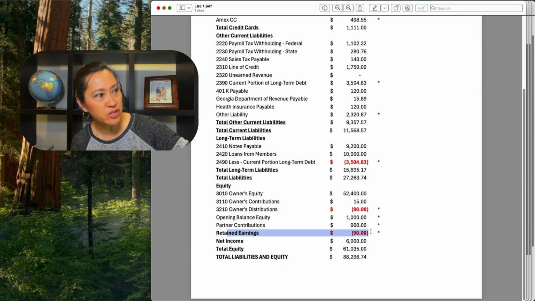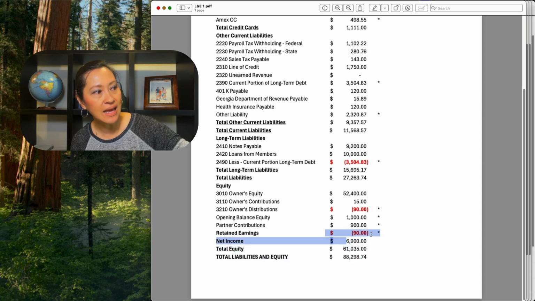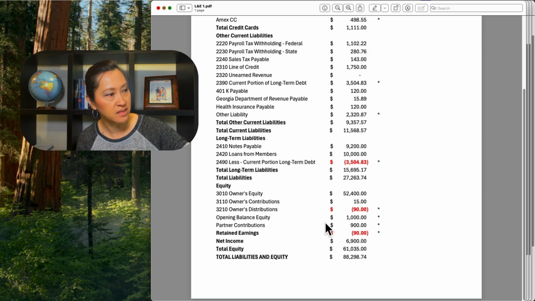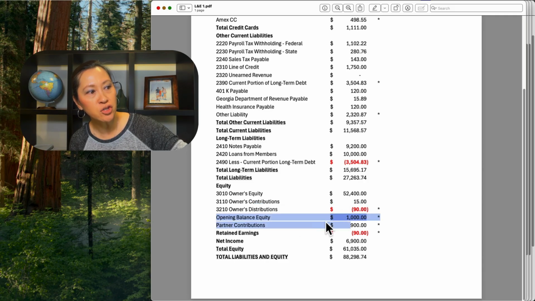Ideally, owner's distributions should be the only negative account here. You might see negatives in net income or retained earnings, but that would indicate the business is operating at a net loss. So other accounts should generally be positive. Owner's equity and owner's contribution should be positive. Opening balance equity should be zero. However, this report shows $1,000. I'll return to this point in a moment.